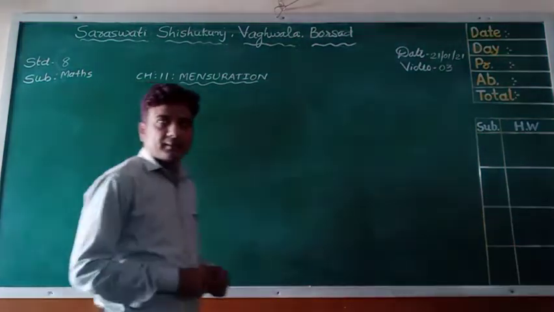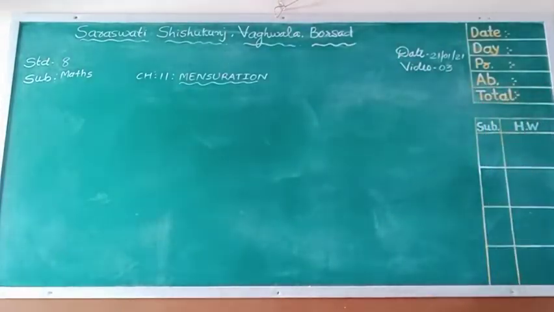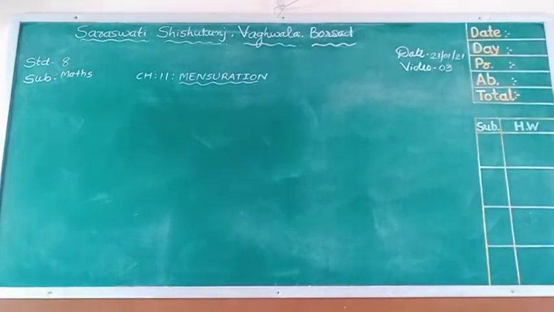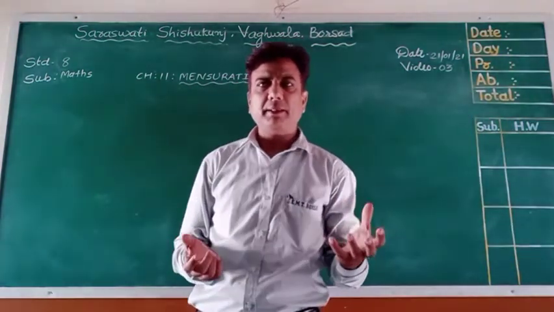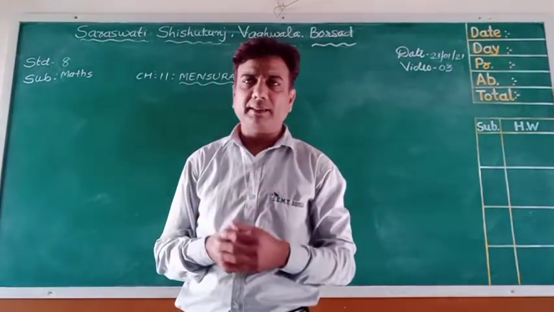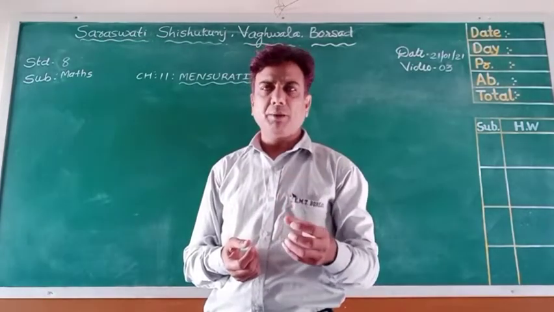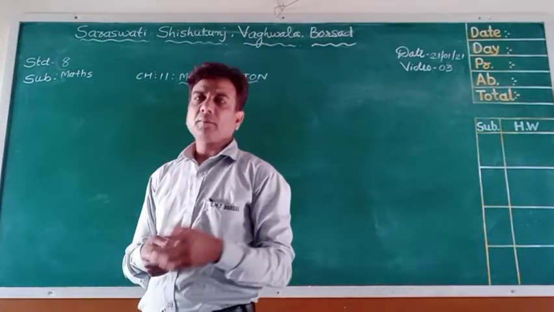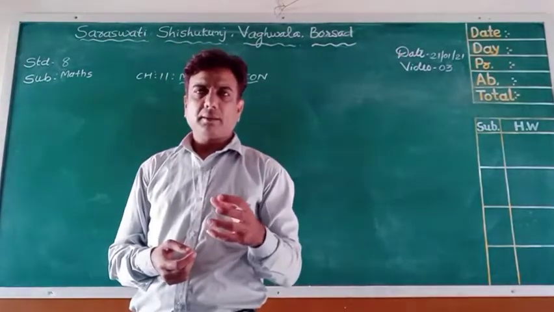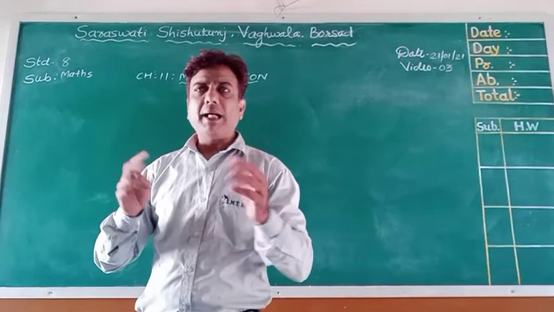Good morning, students. Today we will continue the chapter Mensuration. In the previous session, I taught a few formulas, like the surface area of a cube equal to 6l square, and the surface area of a cuboid equal to 2 in bracket LB plus BH plus HL. These formulas I taught yesterday. Now in this chapter we will take a few more things about the cube and cuboid.